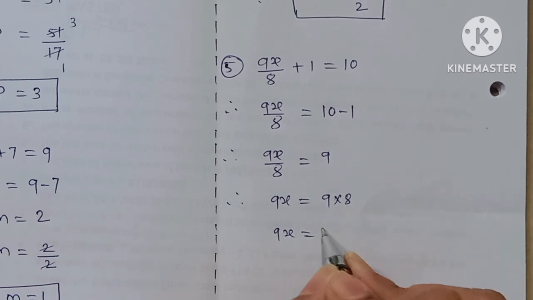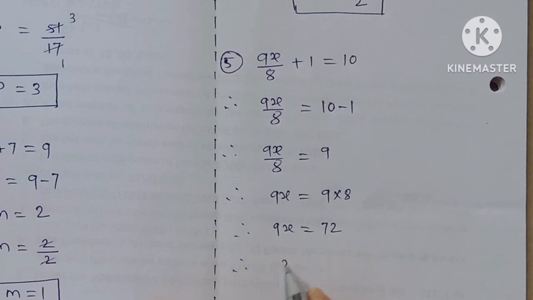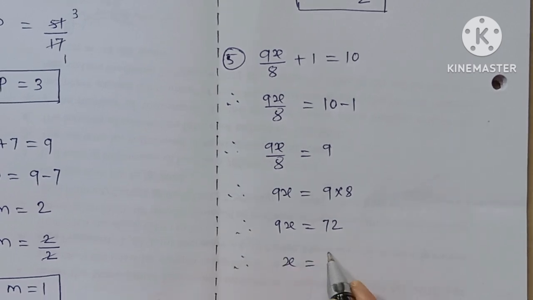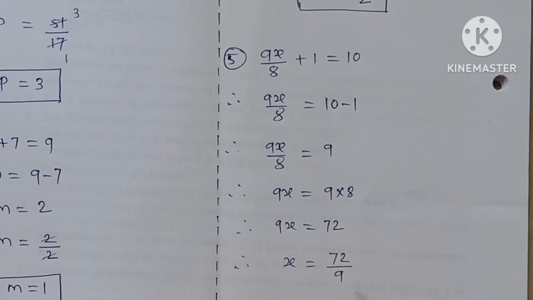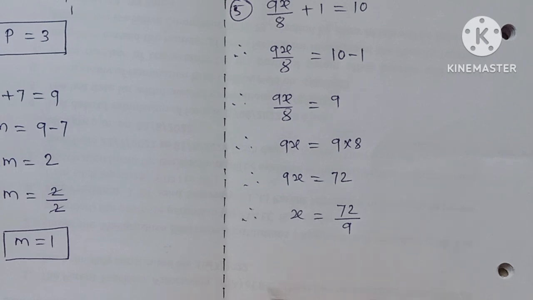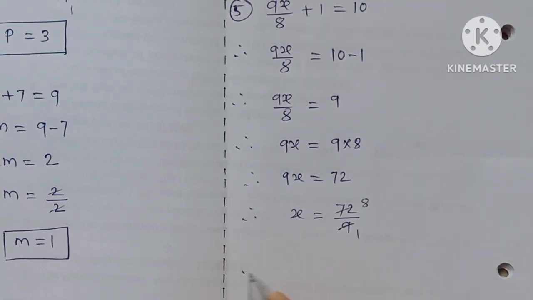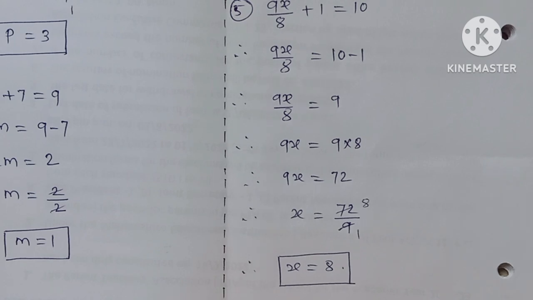Now x is equal to, this 9 is multiplied, goes to opposite side, divide. 72 divided by 9. 9 ones are 9, 9 8s are 72, means x is equal to 8. What is the value of x? x is equal to 8.